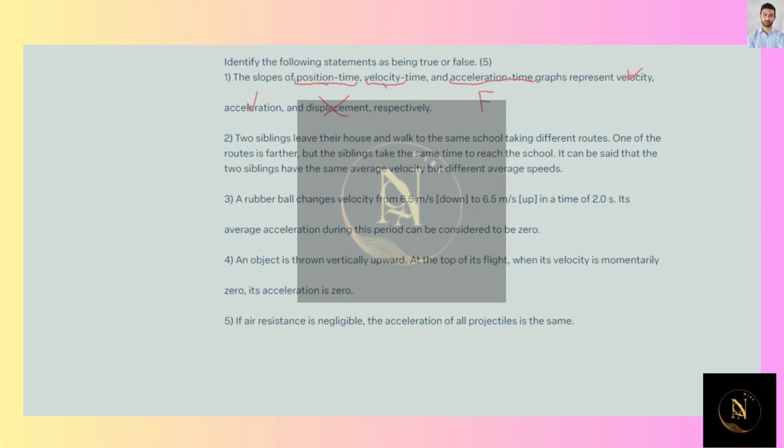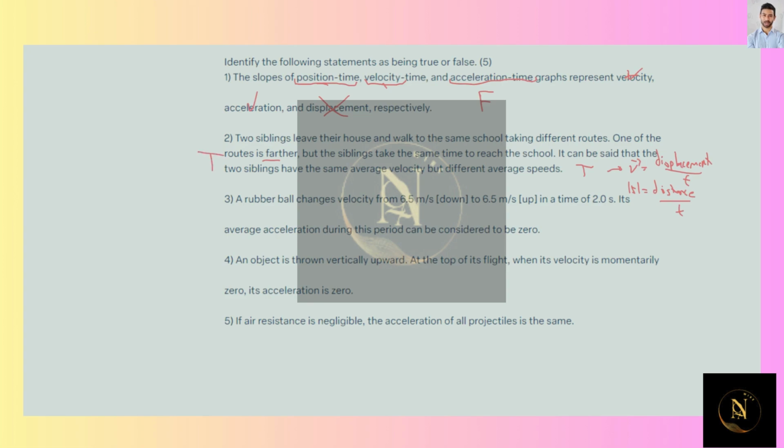Next up, two siblings leave their house and walk to the same school, taking different routes. One of the routes is farther, but the siblings take the same time to reach the school. It can be said that the two siblings have the same average velocity, but different average speeds. And this is going to be true because the velocity is going to be the displacement over time. The displacement was the same, and the average speed is going to be equal to the distance over time, the distance that it took. So this statement is going to be true.